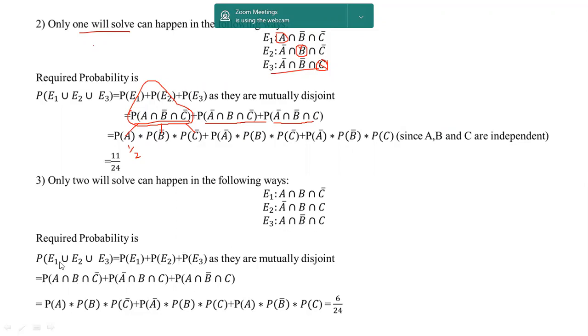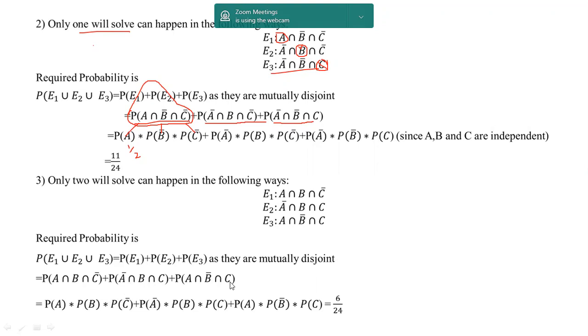So same thing, probability of E1 union E2 union E3 is equal to probability of E1 plus probability of E2 plus probability of E3. Those are mutually exclusive events, so we write probability of A intersection B intersection C complement. Using the multiplication law, probability of A intersection B intersection C complement is probability of A into probability of B into probability of C complement.